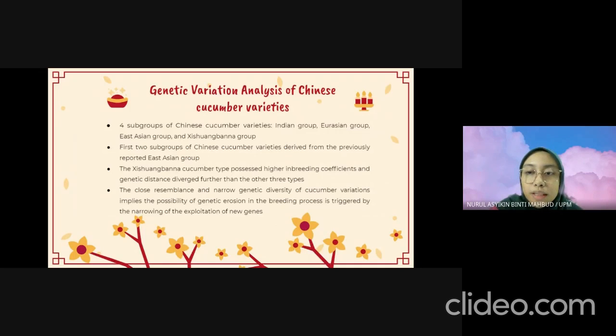So this was in accordance with the semi-wild cucumber type reported by the previous study, where the genetic diversity of South China type and Europe type are higher compared to North China type and Zhishuang-Bana type, which indicates that those two types have a narrow genetic background. So the close resemblance and narrow genetic diversity of cucumber variations implies the possibility of genetic erosion in the breeding process, triggered by the narrowing of the exploitation of new genes.